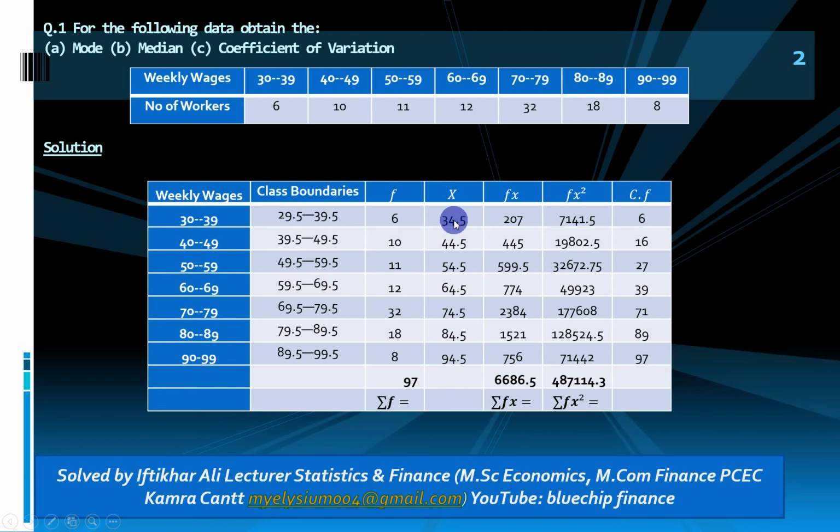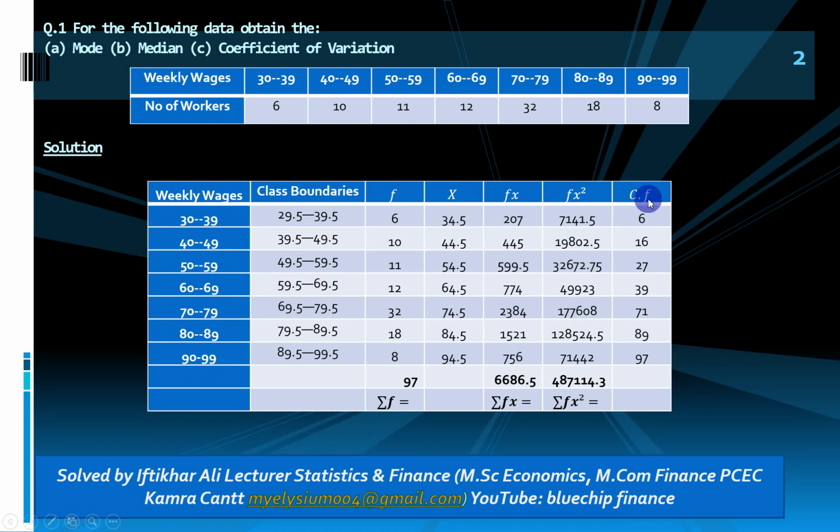And the second thing is the class mark. Simply add these two and divide by 2 to get the class mark. आपको जस्ट एक कैलकुलेट करने की ज़रूरत है, 39.5 plus 29.5 divided by 2 equals 34.5. Now take the height of the class boundary, 29.5, 39.5. There is a difference of 10, so just add the difference of 10 to 34.5, 44.5, 54.5 and so on. So h is 10.